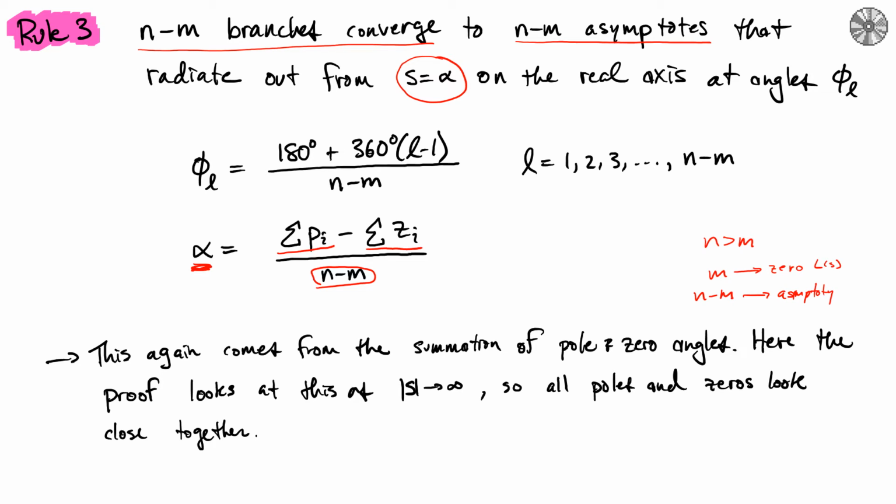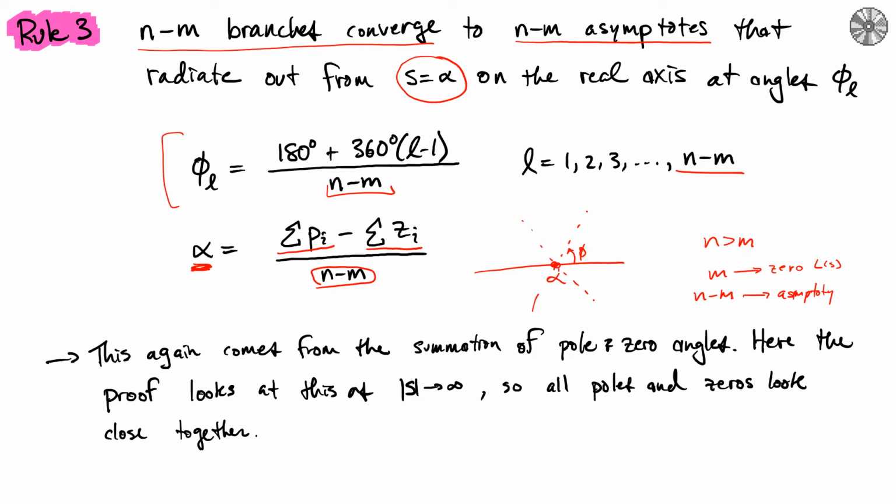And this creates the location where all of these asymptotes originate. So somewhere on the real axis, there's a point alpha, and a certain number of asymptotes originate out of this, and then the angles of these asymptotes are provided by this equation for phi L. This says that it's essentially 180 degrees plus different numbers of 360s, divided by n minus m. And again, there are going to be n minus m of these asymptotes.